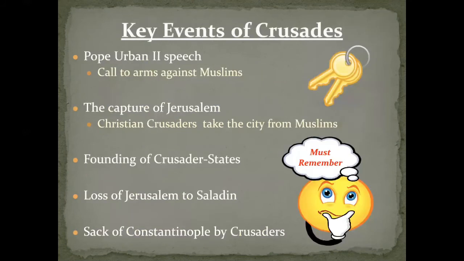So some key events of the Crusades: we have Pope Urban II's speech, calls to arms against Muslims; the capture of Jerusalem, Christian crusaders take the city from Muslims; the founding of the Crusader states; the loss of Jerusalem to Saladin in this Second Crusade; and the sack of Constantinople by Crusaders in the Fourth Crusade.